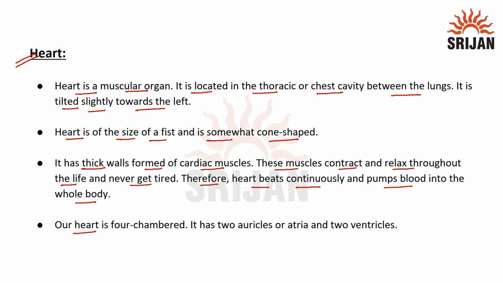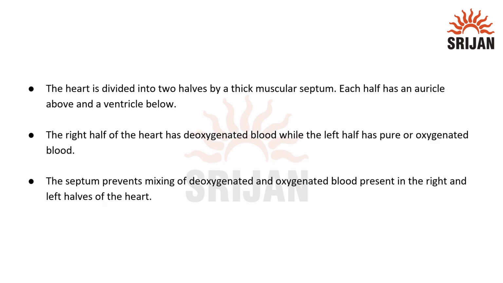Our heart is four-chambered. It has two auricles or atria and two ventricles. The heart is divided into two halves by a thick muscular septum. Each half has an auricle above and a ventricle below. So, the heart is divided into two sides, that is right side and left side.